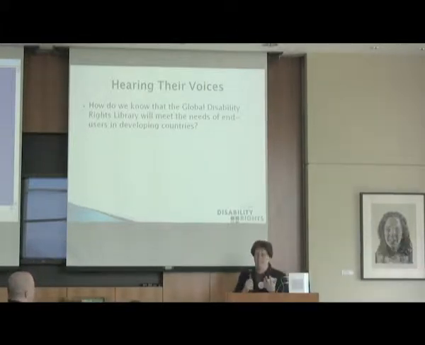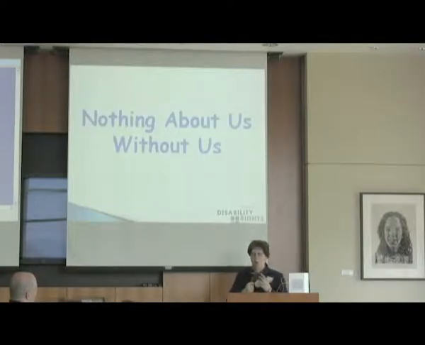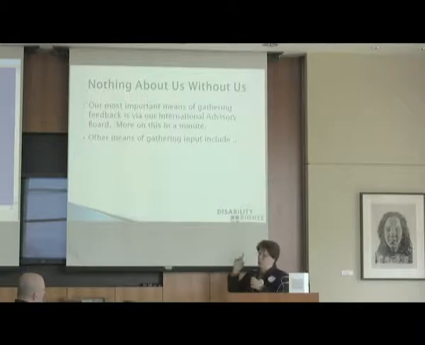So what we need to know is what kind of knowledge we should be providing. How do we know we're getting the right kind of information into the library that people can actually use in their country? The GDRL believes in the old model of disability advocates globally, nothing about us without us. We try to listen as closely as possible to people who we hope will benefit from the library. We'll be doing a lot of this through our international advisory board. We'll come back to that in a minute.